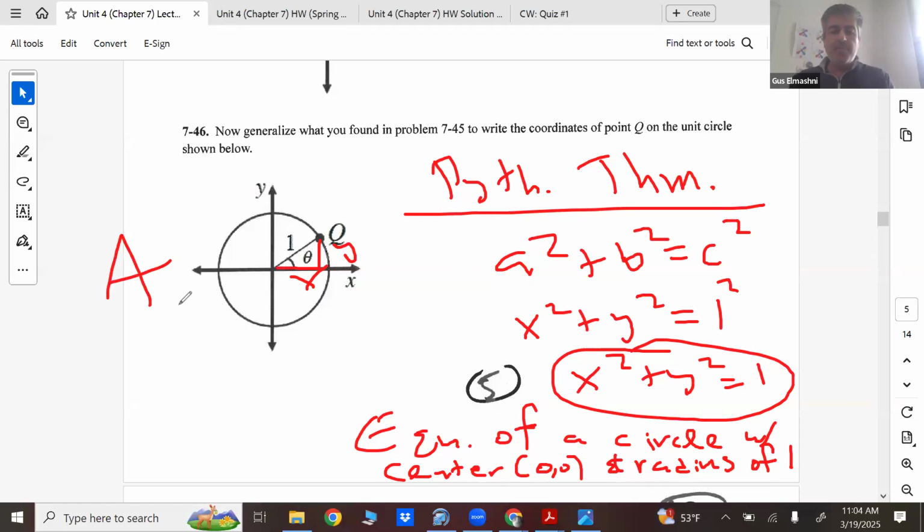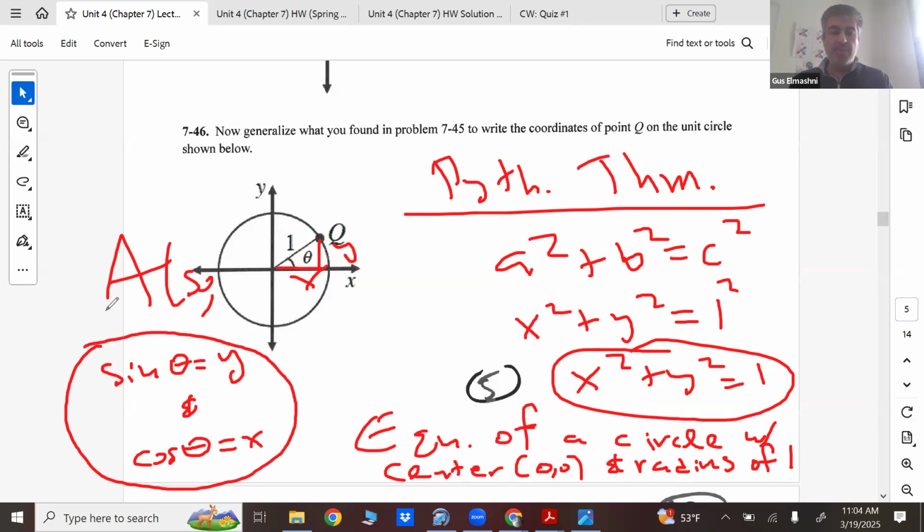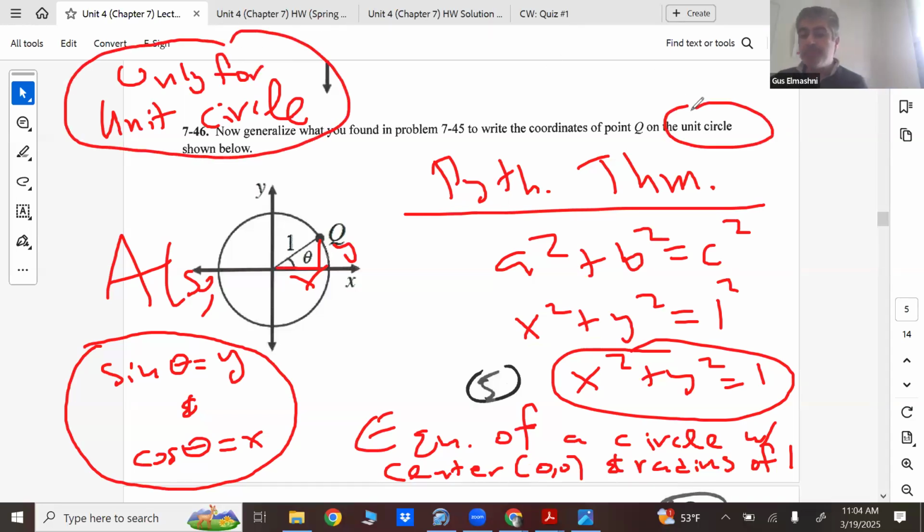Also, sine theta equals y and cosine theta equals x. That's only for the unit circle, though. Please don't confuse that, because I had students in pre-calculus many years ago that thought this worked for any type of trig situation. That's not true. This is only for the unit circle, because that's what the question is asking for. Remember, unit circle is radius 1, right? Center 0, 0. So sine theta is y, cosine's x. That should hopefully make sense.